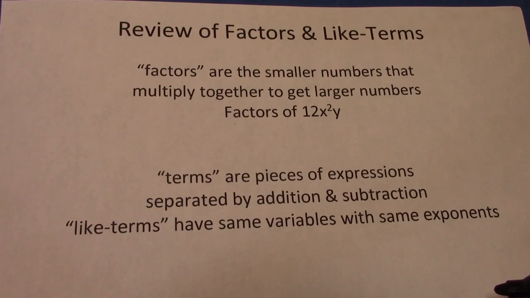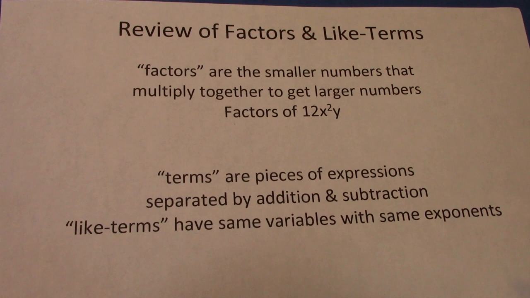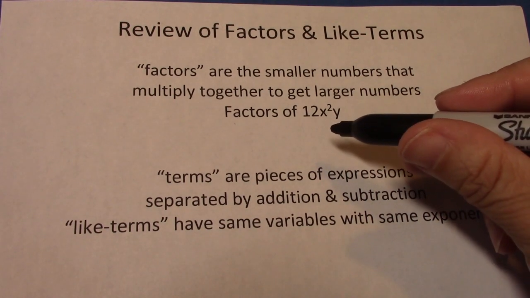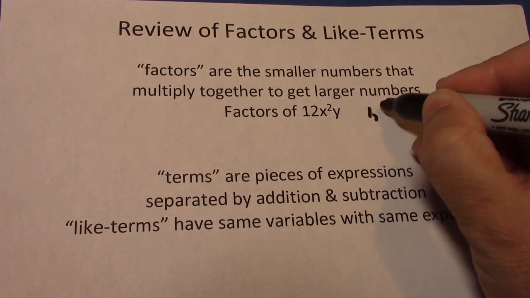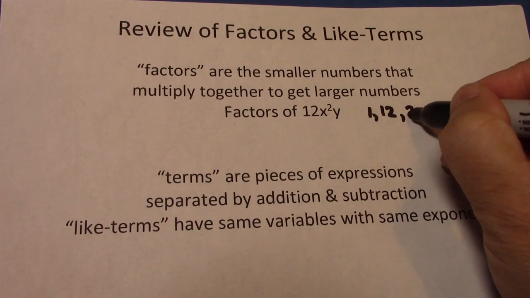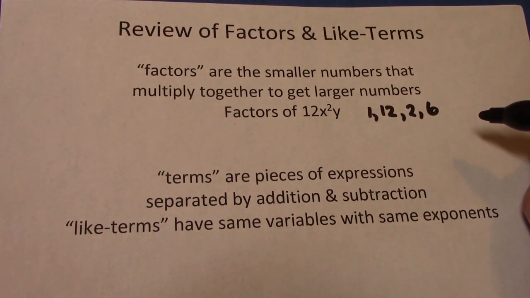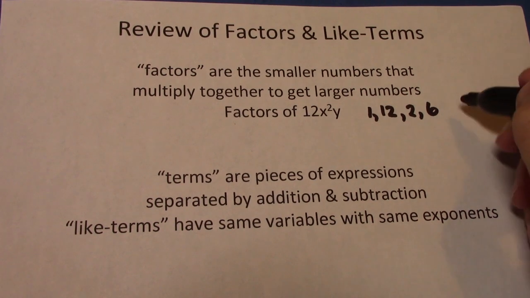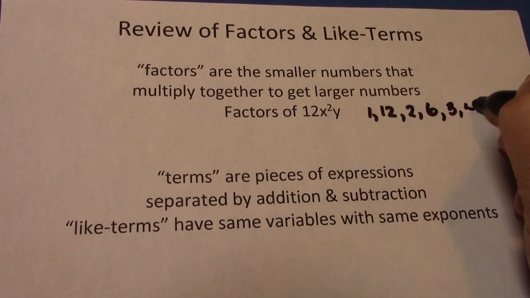First, let's review the topics of factors and like terms. Factors are the smaller numbers that multiply together to get our larger numbers. So you remember this. 12 has the factors 1 and 12. Those multiply together to get 12. 2 and 6 also can be multiplied together, and 3 and 4.